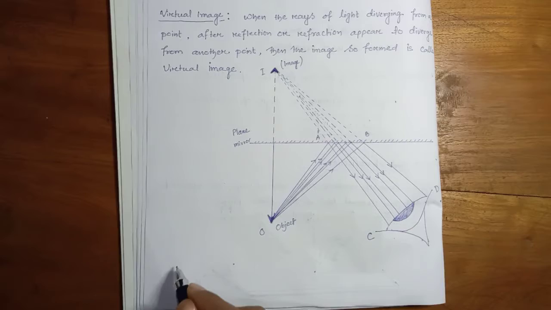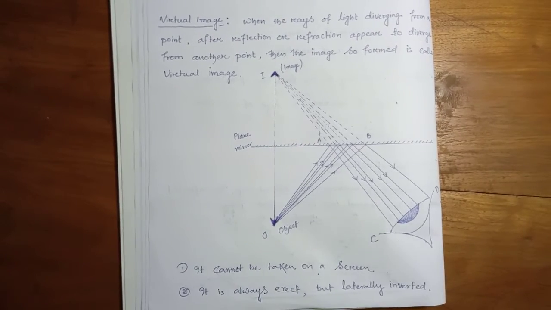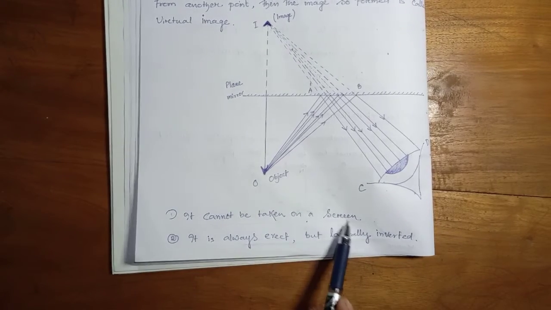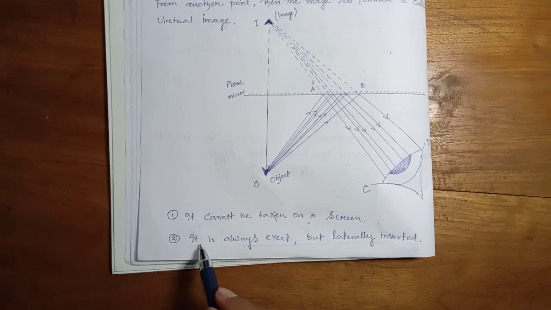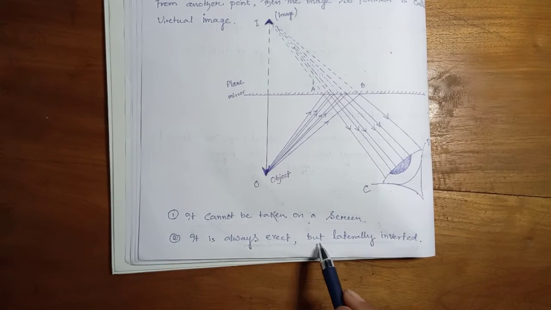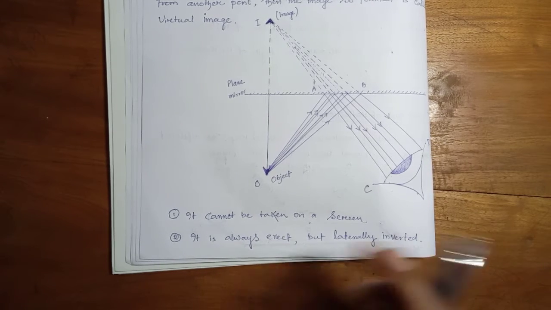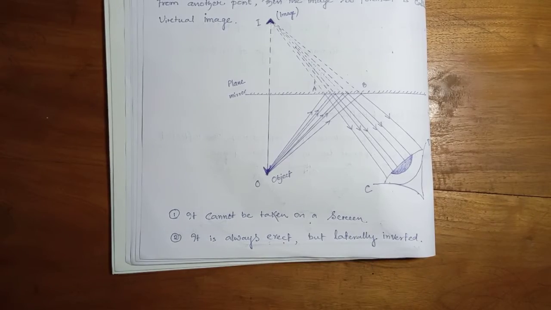You understand? Suppose I am writing here. So you see I have written: it cannot be taken on a screen. So a virtual image cannot be formed on a screen. And number 2, it is always erect but laterally inverted. I will explain what lateral inversion means. So it is always erect and always laterally inverted.